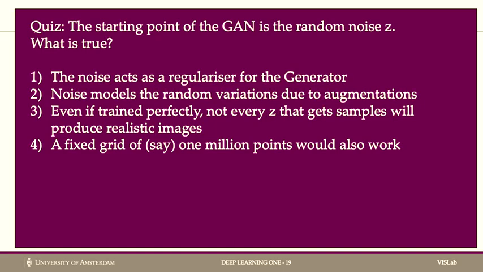Then, number 3: even if trained perfectly, not every Z that gets sampled works. It's sort of true, but it's trained in a manner that it should do, right? As long as you're sampling Z from your distribution, with a Gaussian distribution, which has infinite support, you could end up with a point that is very, very far away, but it's very unlikely. And a fixed grid of 1 million points would also work. If your data set is small enough, for example just 5,000 points, then 1 million points is pretty close to being random and should also work. I haven't tried it, but I believe it should work if your data set is small enough.